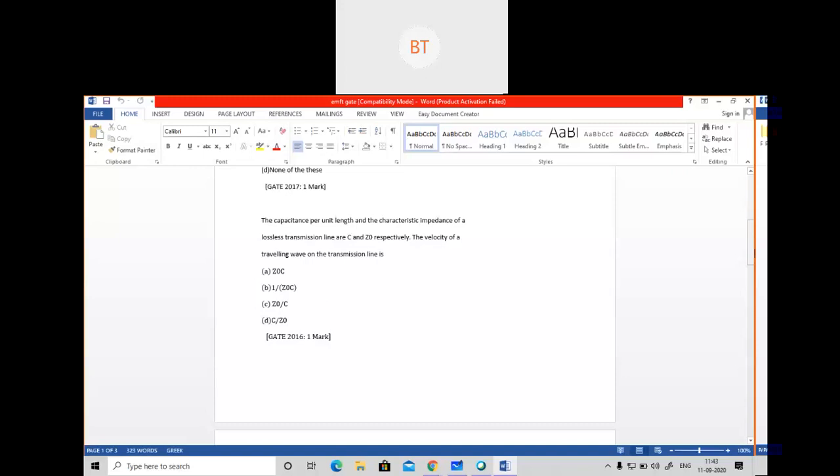The Z naught value they had already given, the capacitance per unit length and characteristic impedance of a lossless transmission line. So please read the question twice, you will get some ideas. Though they had given you the characteristic impedance, they were asking you to calculate the value of velocity. So please tell me what is your view on this question. What are you thinking? Which option should be correct and why should it be correct? Please tell me. This is also very simple.